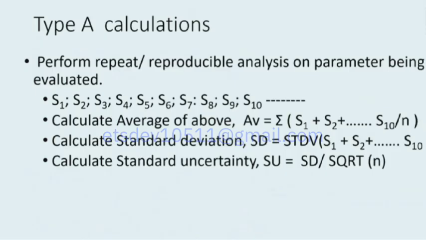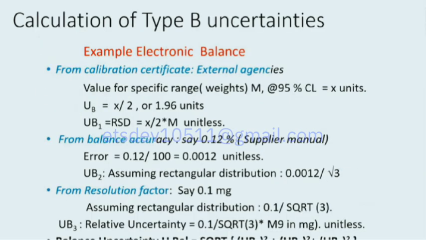Right. So for type A calculations, you take the values, you calculate the arithmetic mean or the average, then you calculate the standard deviation, and then you calculate the standard uncertainty, which is SD divided by the square root of n. Now, when you come to the type B uncertainties, for example, if you are using an electronic balance and you have the calibration certificate, and the calibration certificate has given the value for the specific weights at 95% confidence level, then you can divide that value by 1.96 to get the standard uncertainty, because they have given you the expanded uncertainty.